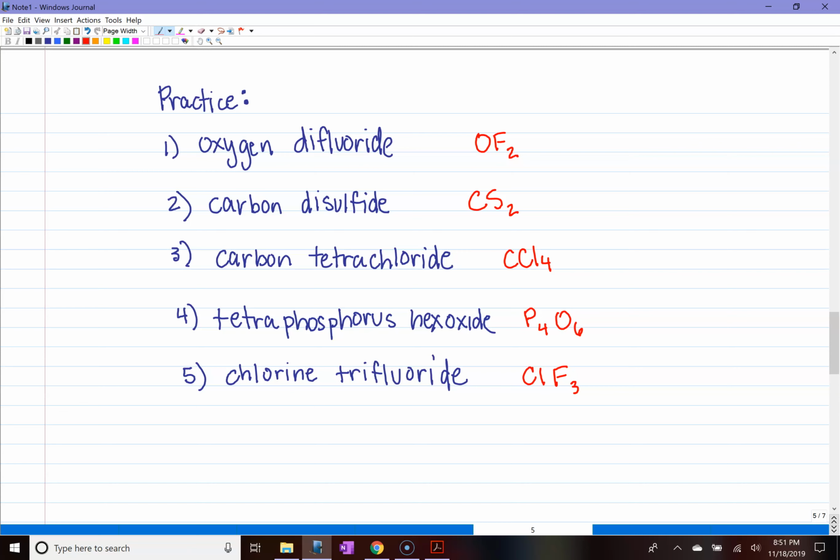Tetraphosphorus hexoxide. Tetra with phosphorus means that there's 4 phosphorus, so 4 would be the subscript for phosphorus. Hexoxide, hexa is 6, and so oxygen, it would be P4O6.